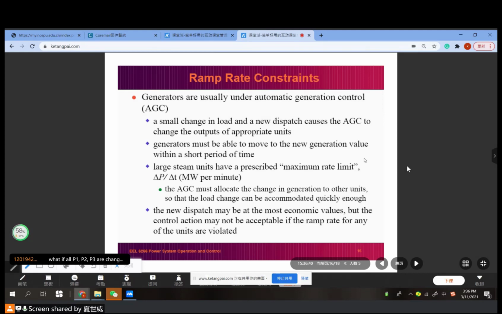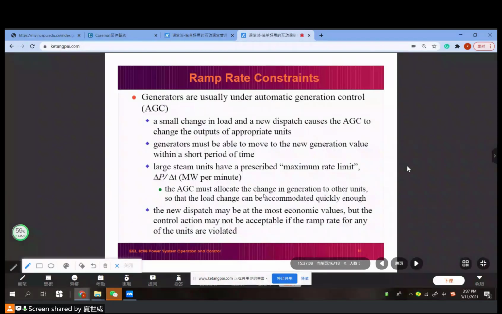Okay, so large steam units have a maximum rate limit. That means in per unit time, how much the power can be changed for the generator. So this is time. This is the change of power. So this is the ramp rate. That means per minute, or per hour, how much the power can be changed. This is the ramp rate.